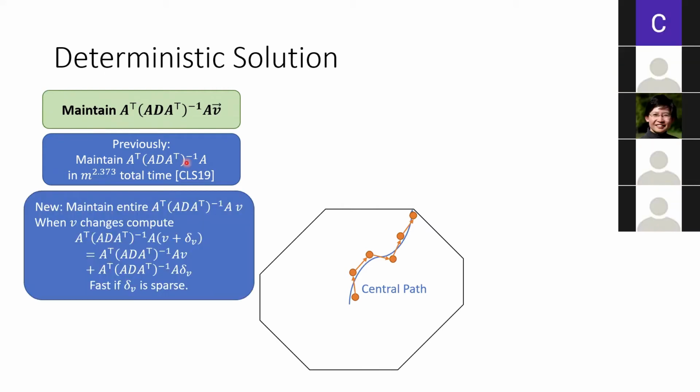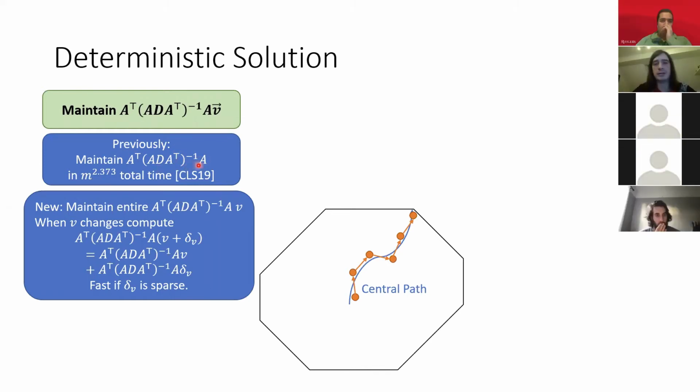And the new idea now is, all right, instead of just maintaining this matrix, let's maintain this entire product with the vector v. And let's say the vector v changes, we add some small delta v to it, then you can just expand the product. You can just say, oh, it's just the old expression that you already know, plus the new expression, which is just the matrix times delta v. So if the change of the vector from one iteration to the next is sparse, if this delta v is sparse, then you can maintain this later term really efficiently. And that's just something you add to your previous result in order to then maintain this expression here.